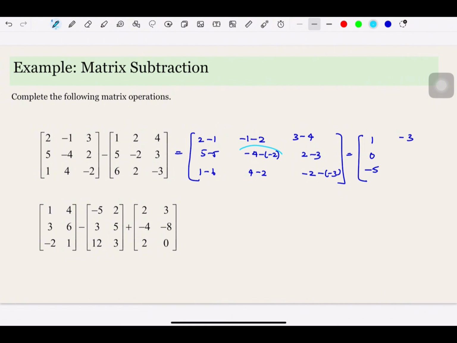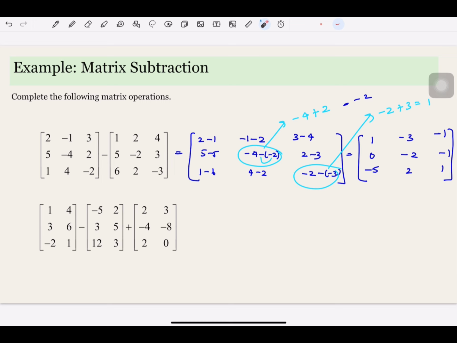And over here, this one will be like -4 minus multiplied by minus. It's a plus sign, and +2, which means the answer is going to be -2. And this is +2, -1, -1. And over here, this one, you can simplify this as -2 plus 3, and this is going to be +1. And this is your resulting matrix. So this is how you do your subtraction.